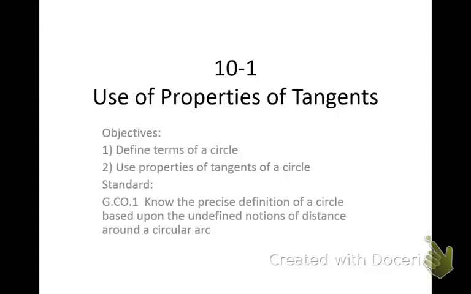10.1 is use properties of tangents. Our objectives are to define terms of a circle and use properties of tangents of a circle.